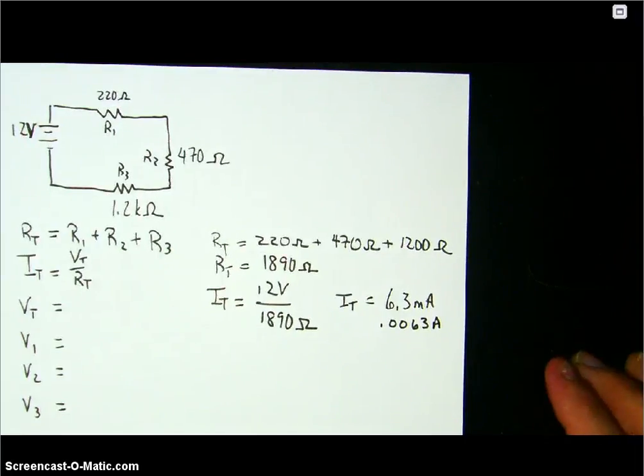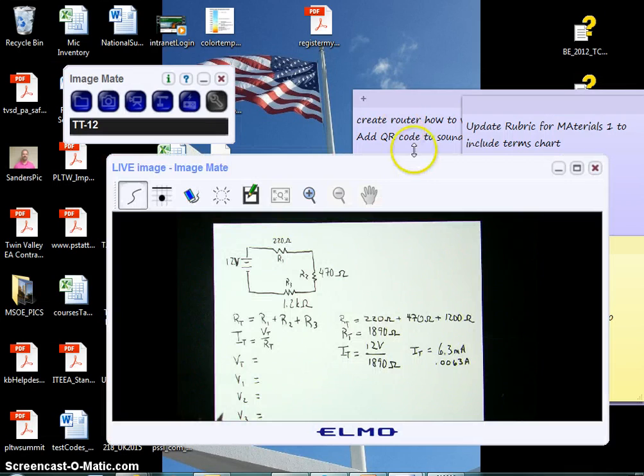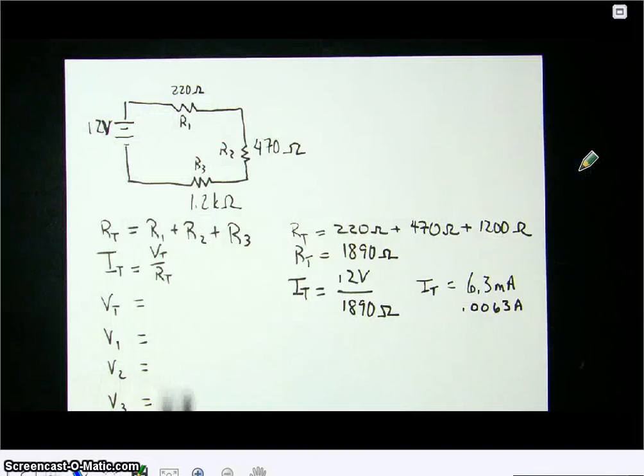Again, what's the word of caution here? What do you have to worry about? If I convert to 6.3 milliamps, what do I have to worry about later? You have to convert it back, right? Because our base unit is the amps, okay? All right, so that all looks good. Now what we need to do here is we're going to take a look at the total voltage, okay? If my screen comes back. There we go.